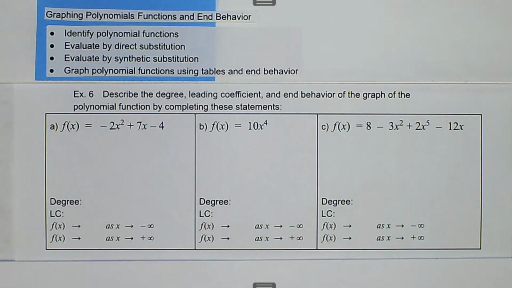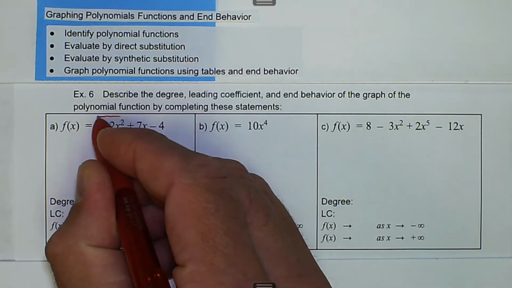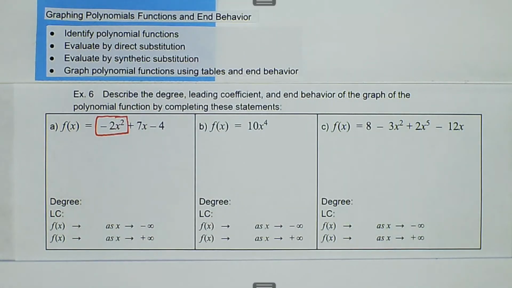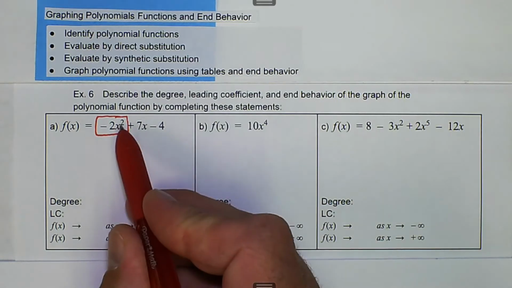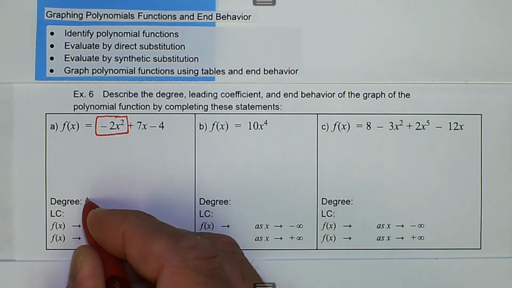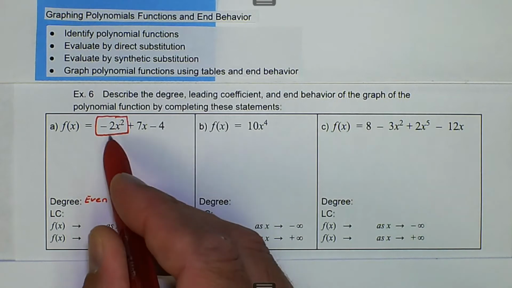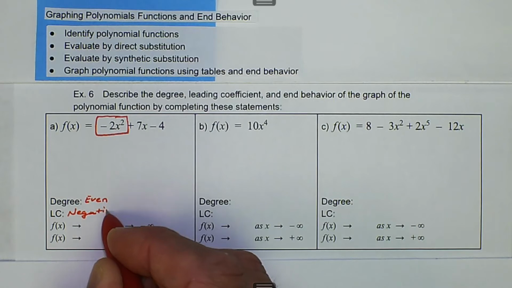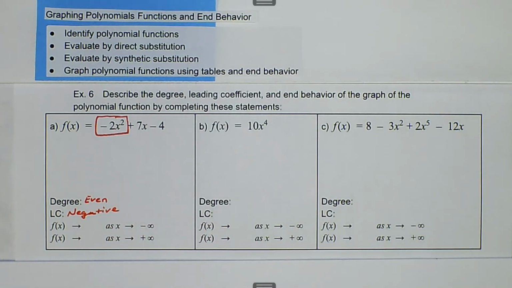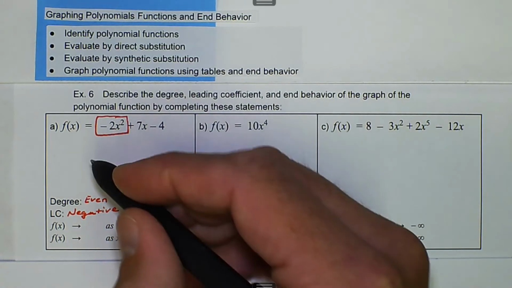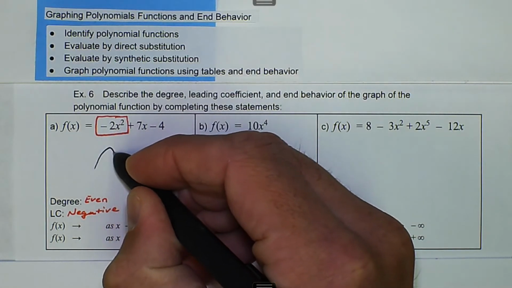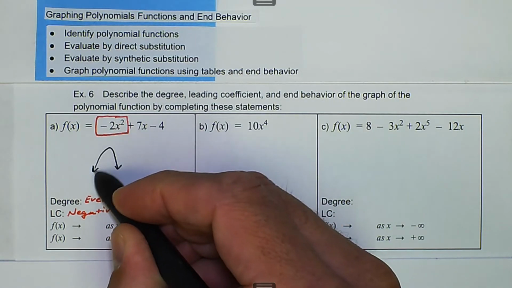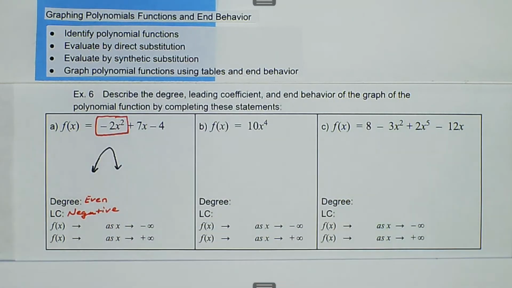And so the big thing that we want to pay attention to with these is we want to pay attention to the highest degree and the lead coefficient. So in this case, the highest degree is squared, so that's even, and it's negative. So what I like to do when I figure that out is I like to make a sketch. It's going to go this direction because it's even, they're both going the same way, and it's negative, the end behavior is pointing down.